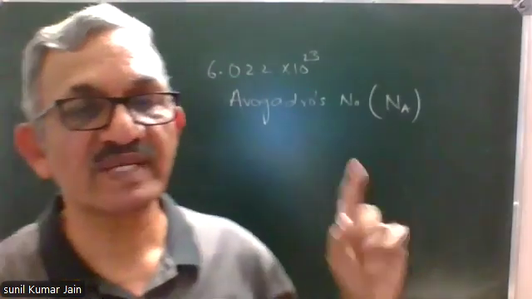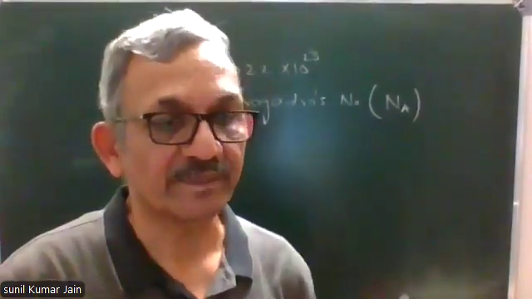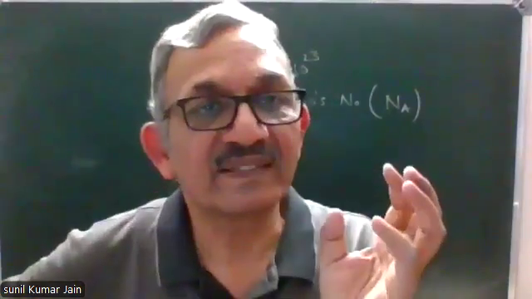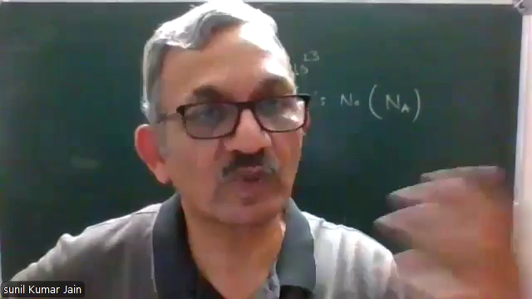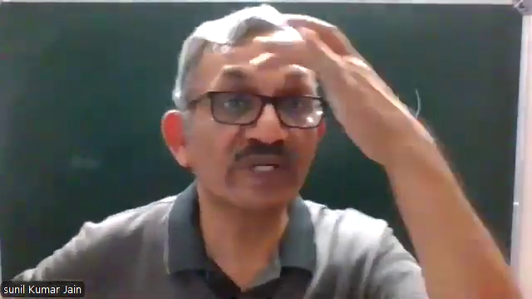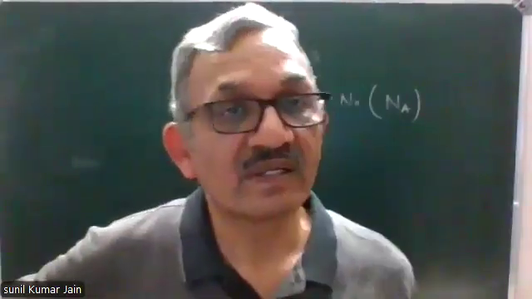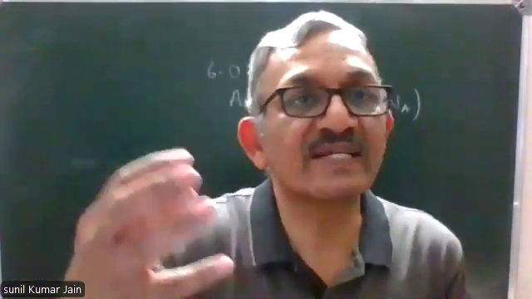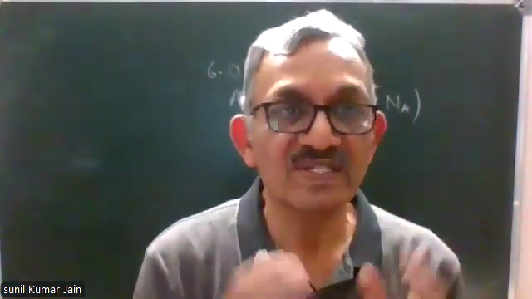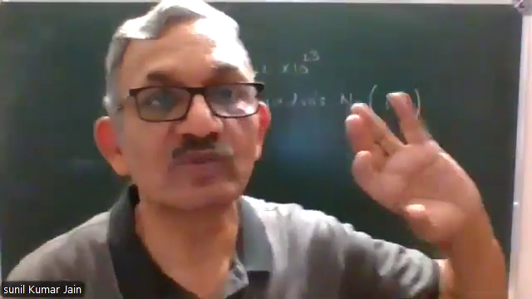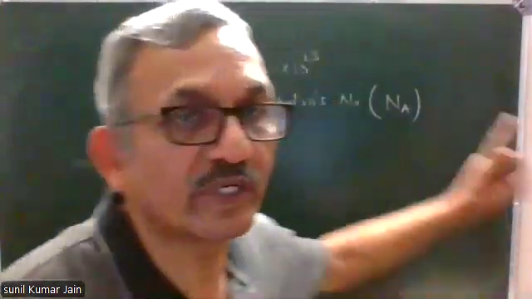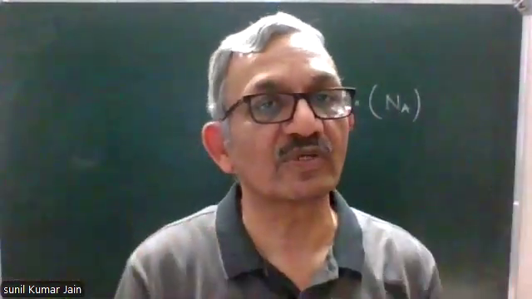And the symbol for Avogadro's number is N subscript A. Like we say, 1 dozen is 12 units, 1 dozen oranges, 12 oranges. 1 score is a group of 20 items, 1 score bananas, 20 bananas. Similarly, 1 century, 100. These are units of counting. Similarly, Avogadro's number is a unit of chemical counting. If I say 2 moles of water, it means 2 into this value, so many molecules of water.